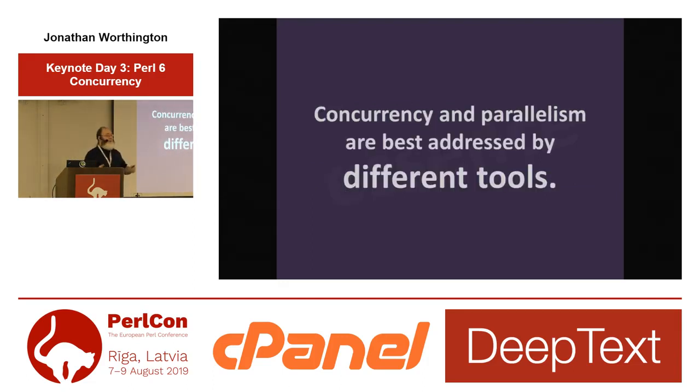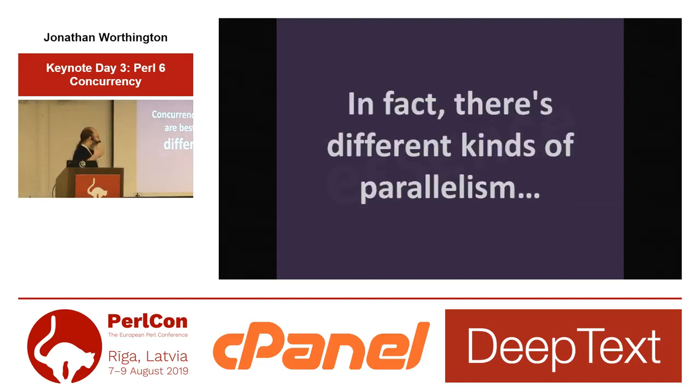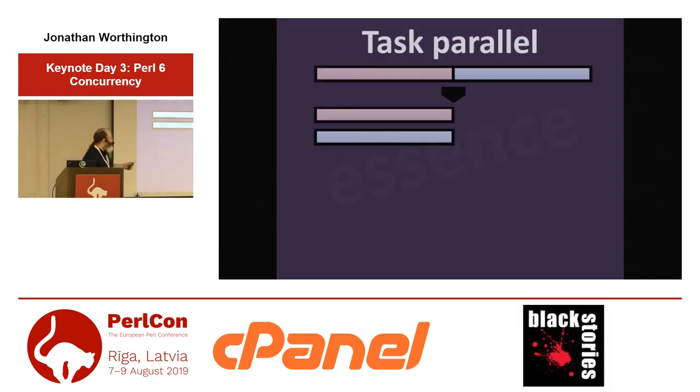So we need different tools for these. And even within them, there's more than one way to do it. There's different kinds of parallelism. So for example, if I look at my code, and my code is structurally doing one thing and then another thing, and the things are independent, we'll just do them at the same time. Maybe we'll cut the time close to half.